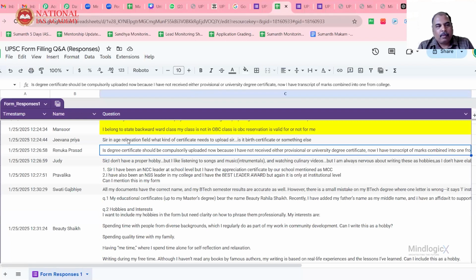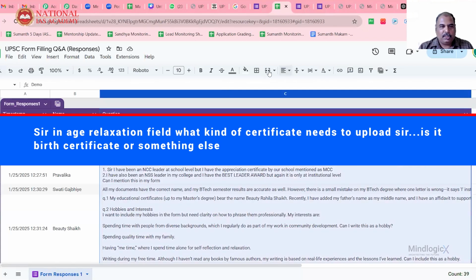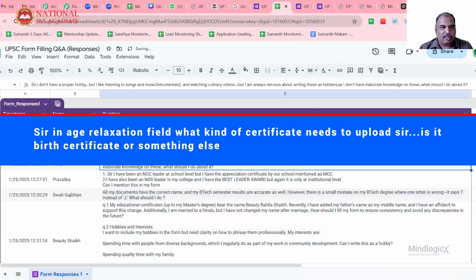And regarding age relaxation, I think Jeevana Priya, age relaxation is only with caste reservation or if you are a part of defense services. Any other thing I missed out? Yeah, that's it. So either you need to belong to OBC, SC, ST for claiming age relaxation, or you need to have certain defense service background. Otherwise, there is nothing called age relaxation applicable.